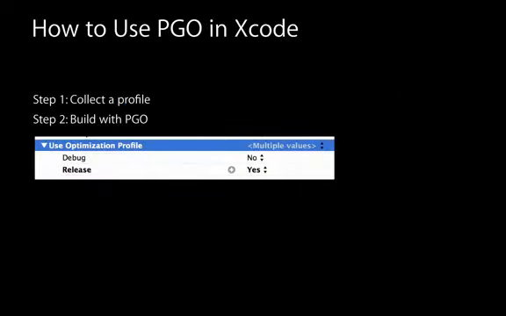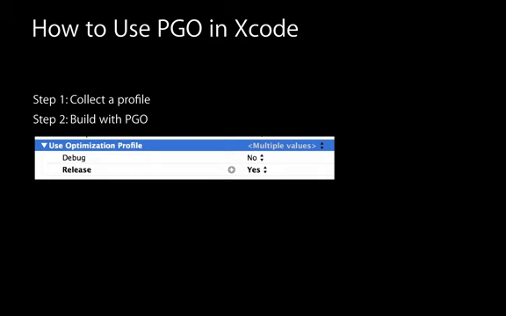So if you want to try it, how do you go about that? PGO is really easy to use. The first step is to collect a profile. I'm going to come back and talk about that in just a minute. Once you've done that, simply go in the Xcode build settings for your project and find the Use Optimization Profile setting and set it to yes, typically just for the release configuration. And that's it. You've enabled PGO.